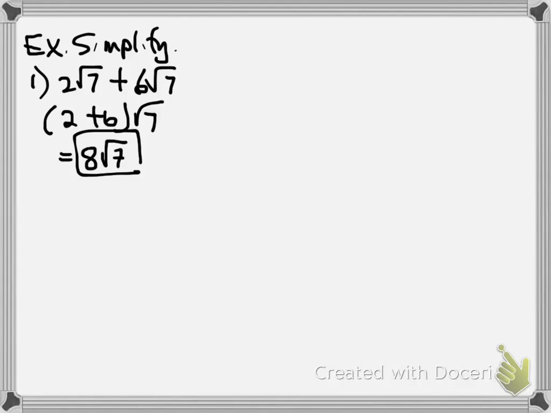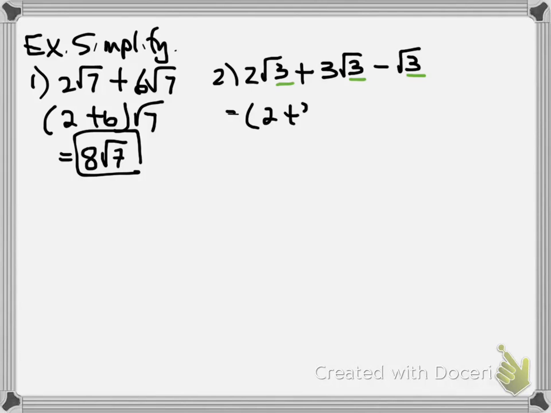So what made this problem easy is that they already had a common radical. Alright, let's do another one similar to that. We'll have 2 radical 3 plus 3 radical 3 minus radical 3. If you notice, they all have the common radicand of 3. So go ahead and take the coefficients: a 2 plus a 3 minus, and remember, if you don't see a coefficient, it's always 1. So minus a 1, and then radical 3. So 2 plus 3 is 5, 5 take away 1 is 4, and we get 4 radical 3.